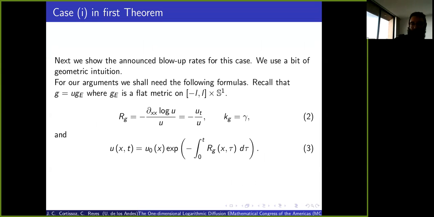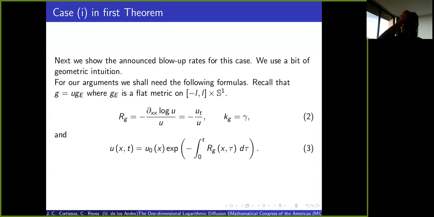See here, I'm going to show you also the blow up rates, how you compute blow up rates in this case. But look, this is what I was telling you about. Look at formula 2. Formula 2 tells you how the scalar curvature is related to the conformal factor. And 3 tells you how the conformal factor is related to the curvature. That's why if the curvature does not blow up in finite time, the conformal factor does not blow up in finite time. Whereas if the curvature does blow up in finite time, the conformal factor in principle could blow up or blow down, okay?